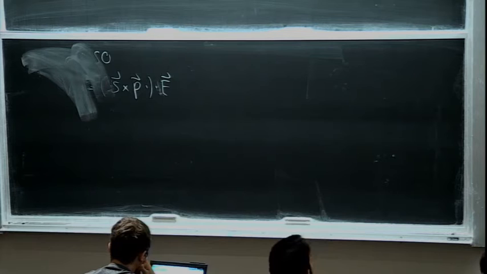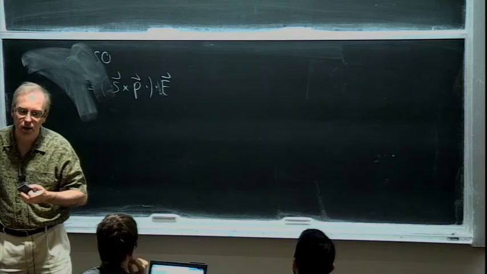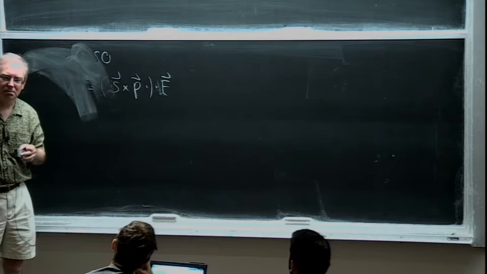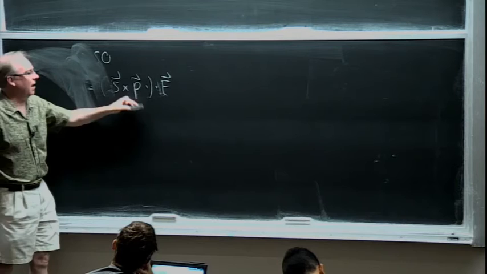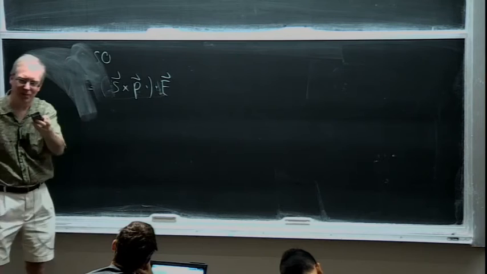Which component of E is it? Well, it's a combination of E and P. All of them, they're all there. This is a scalar. Look, both P and E are in the XY plane, so S is going to be in the Z direction. So it's the X and Y components, if you will.